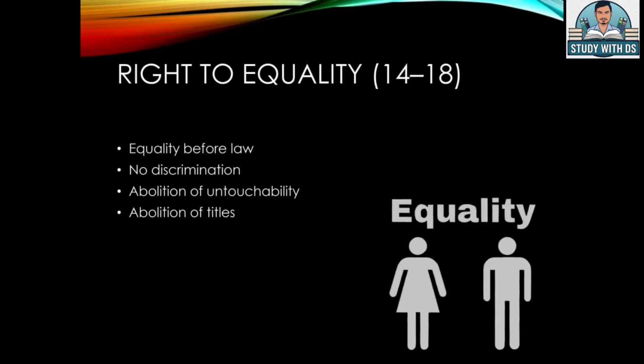Right to equality, Articles 14 to 18. This right ensures that all citizens are equal before law, with no discrimination on grounds of religion, race, caste, sex, or place of birth. It also abolished untouchability and titles like Raja or Sir.